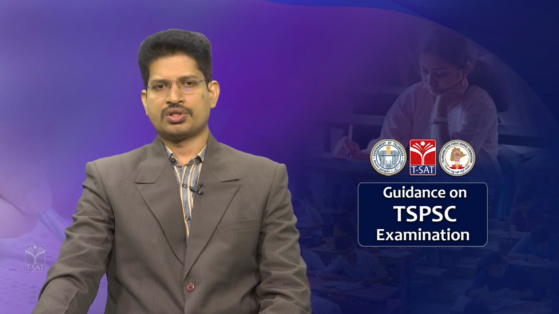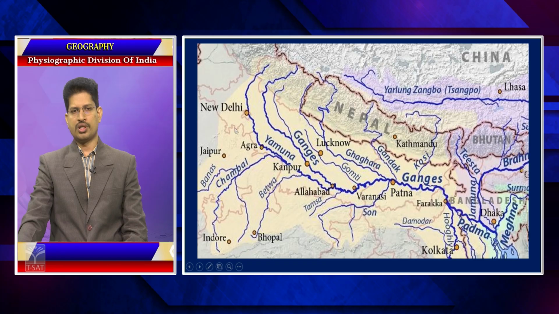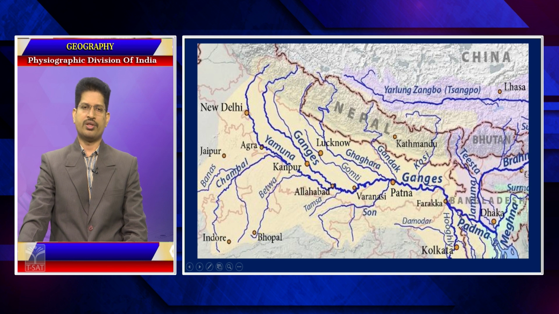So, this is the region we are talking about, where the Ganga plains are formed by the depositional activity of rivers from the Himalayan regions and the peninsular region, resulting in the formation of the Great Plain regions.